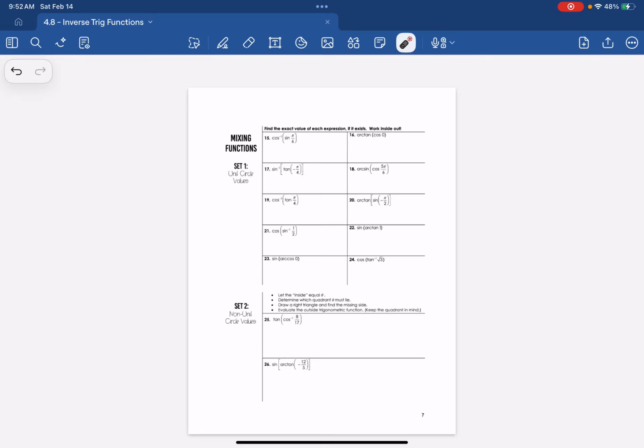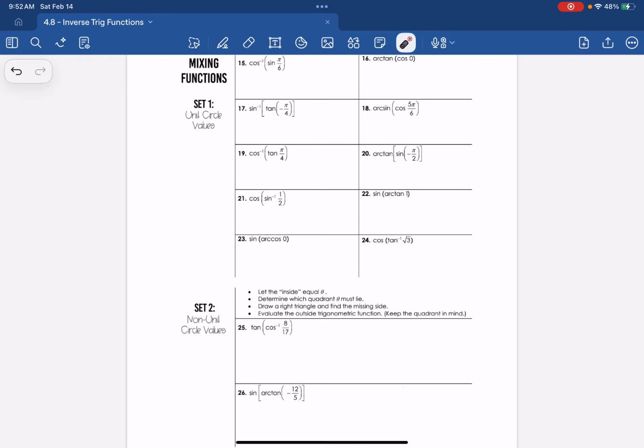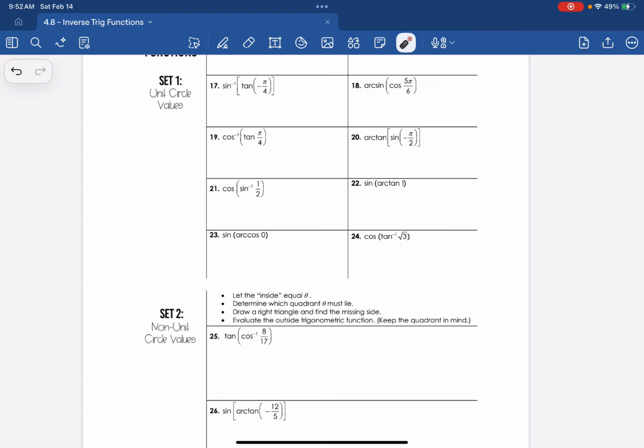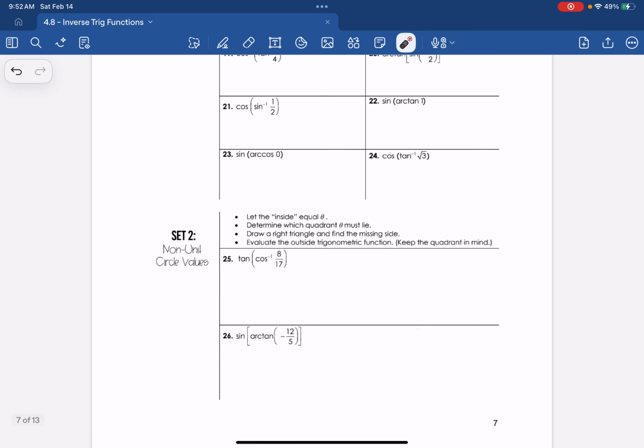All right, so now we're going to look at some examples covering compositions of trig functions and inverse trig functions, but using non-unit circle values. Last class, we looked at compositions where we had unit circle values, like cosine of 5 pi over 6, or arc cosine of 0, where those are things we can use the unit circle to figure out. But if I have cosine inverse of 8 over 17, I know that 8 over 17 is not a unit circle value, so I'm going to have to take a different approach.